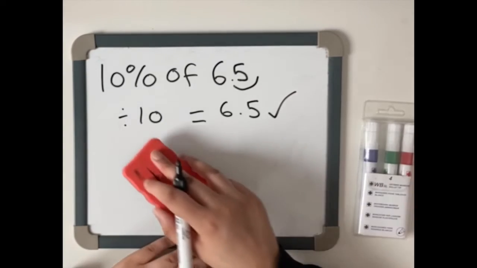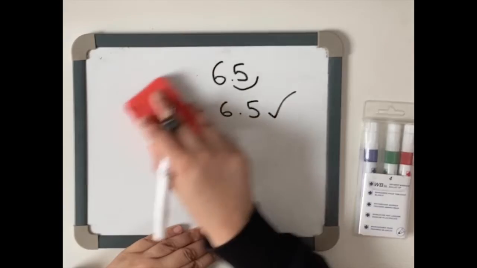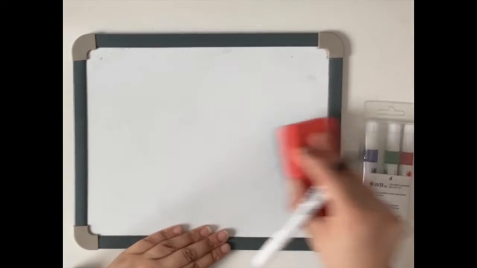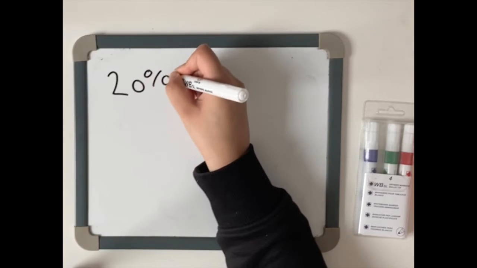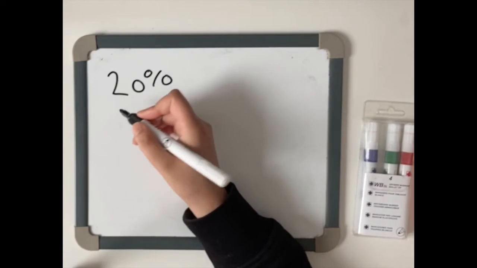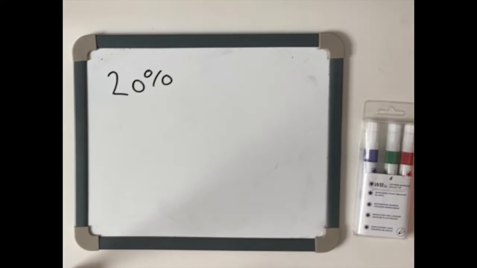Okay, now we're going to do something a little bit different. We're going to focus now on 20%. Okay, now it's the same concept. All we're doing is working out 10% first, and then we're going to double it up.